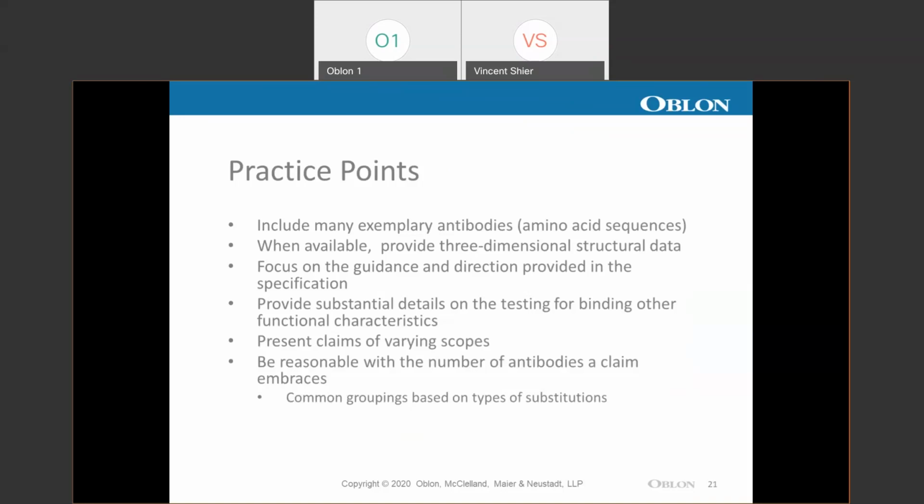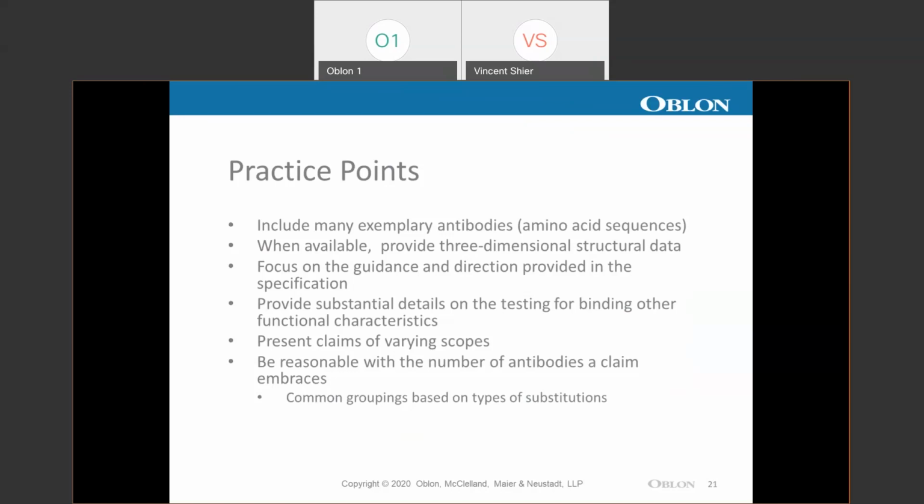In many cases now, we're able to obtain three-dimensional structures. If we can include some of the three-dimensional structure in the description, it would also be best if we could do so with the antigen bound, especially if it allows us to show the epitope and map the points of contact between the antibody and the epitope of interest.